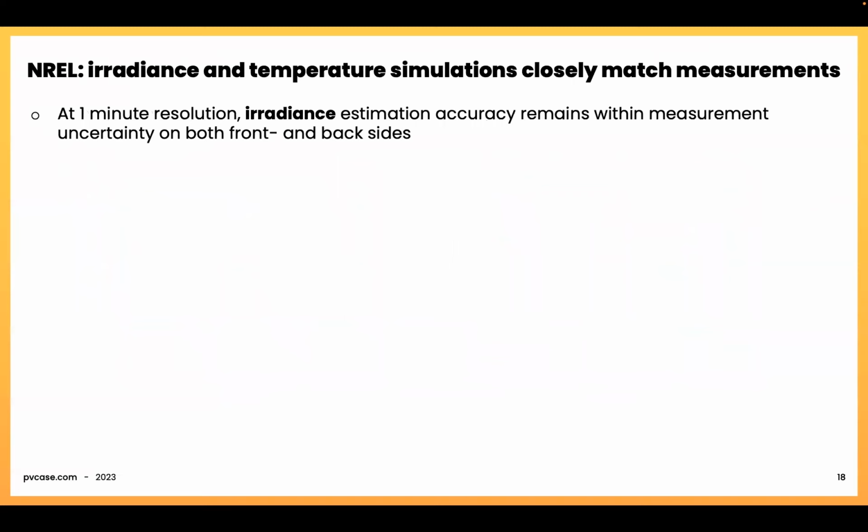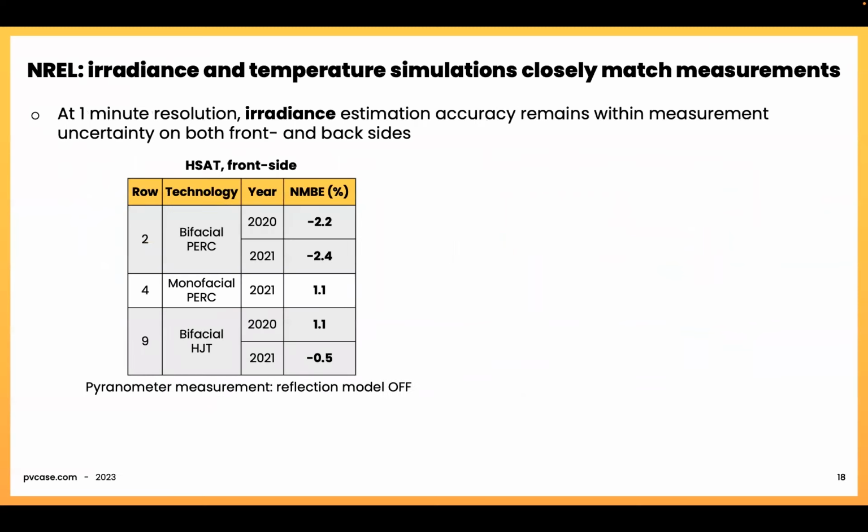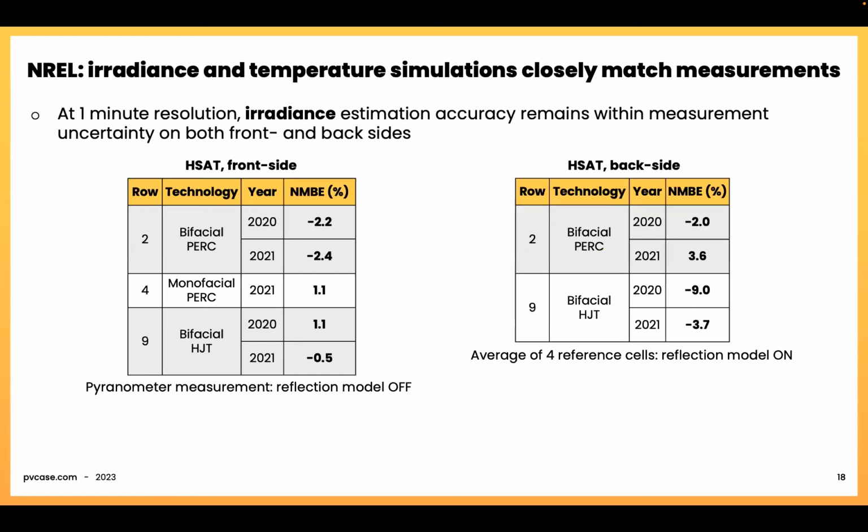So in terms of irradiance, in this case, what we can tell is that when we go down to minute level, we remain in the same ratio of accuracy. The maximum error that we are obtaining is for a bifacial module, and it's about 2.4%. On the rear side, we have compared our simulated irradiance with the average of 4 reference cells that were placed along the long edge of the modules. And in this case, the maximum error is about 9%, which I have to say is remarkable when you consider that this is just the rear side irradiance and is isolated from the front one.